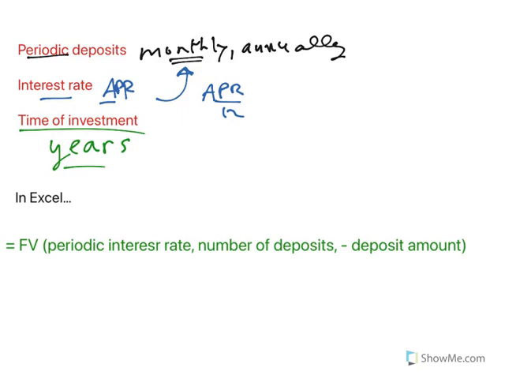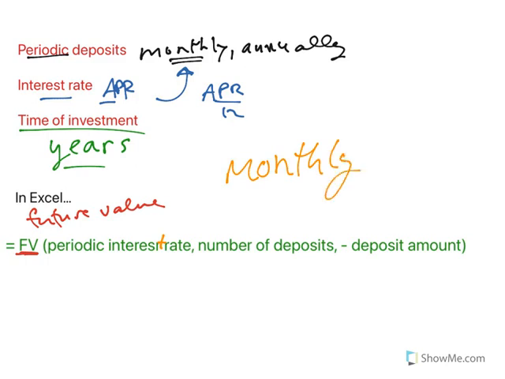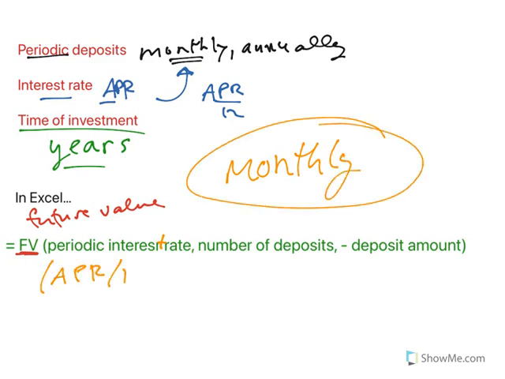So if we are using a formula in Excel to figure out the future value of our investment, first of all, you're going to see that it's FV because it stands for future value. How much is our investment going to be worth in 30 years, 40 years, 50 years, however many years? We're going to start with our periodic interest rate. Let's just say it's monthly because that's probably the most common. We would take the APR and divide by 12 because we need it to be a monthly rate.